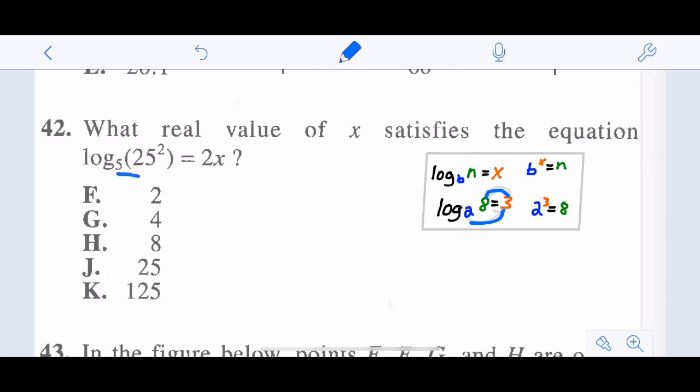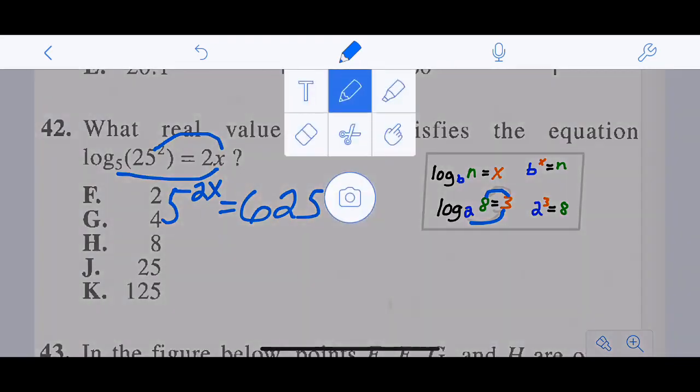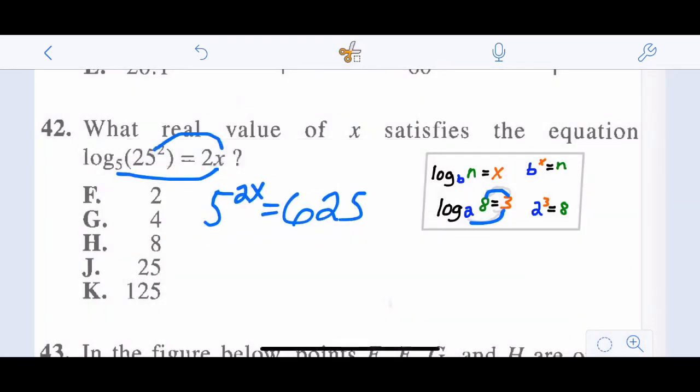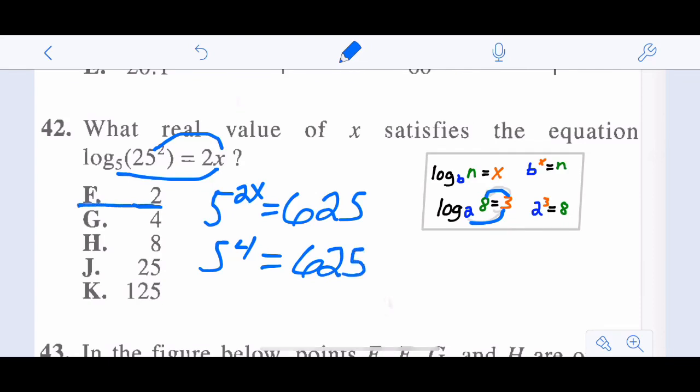So in this one, you'd have 5 to the 2x equals 25 squared. 25 squared is 625. So 5 to the 2x equals 625. To what power, when we raise 5, does it equal 625? I'm just going to plug in these numbers for a minute. Does 5 to the 4th equal 625? And it does. To me, that's the fastest way to do this question instead of actually solving for x. So F is your answer.